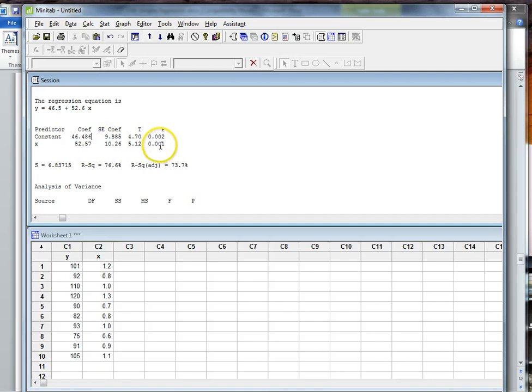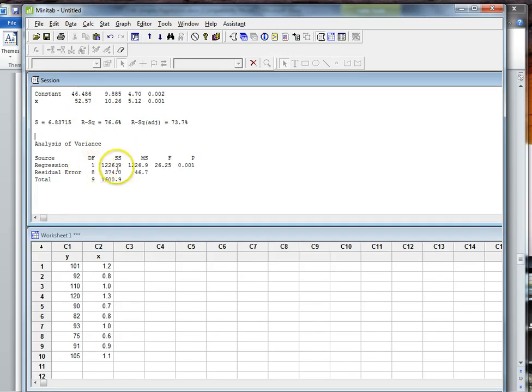The small p-values indicate these are significant values, and then you have the analysis of variance, which we had before, and the important one here is the p-value, which indicates that we have a good linear model.